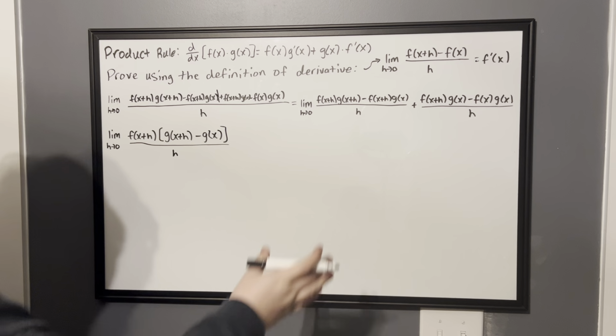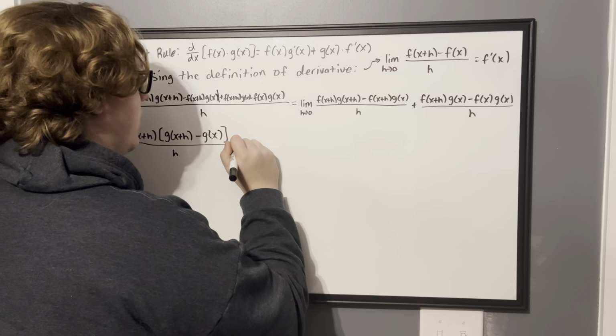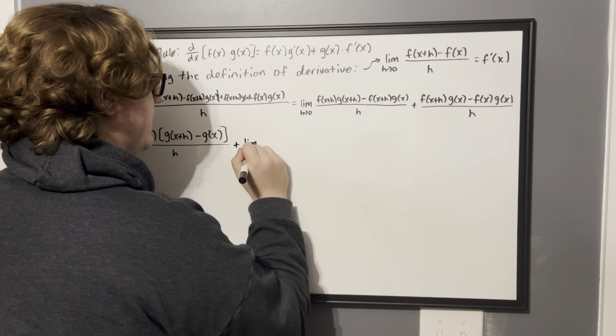And now because we're adding two fractions in the limit, we're going to just go ahead and add another limit. Now this is plus the limit as h goes to 0.